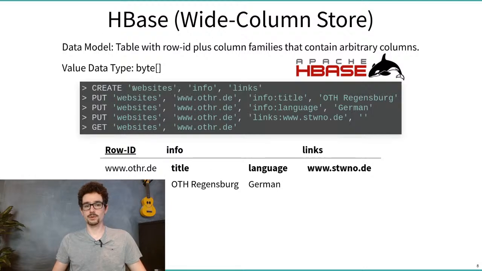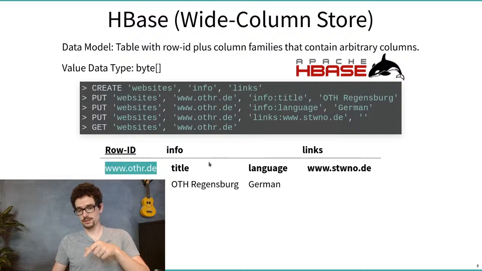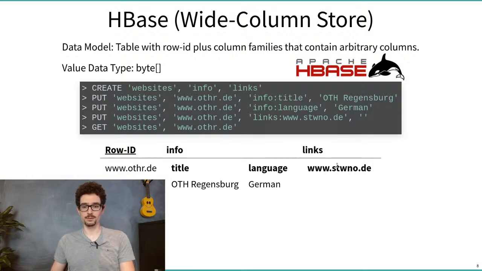HBase has tables. We create tables. Here's a table website with 2 column families. In each column family, we can store arbitrary columns. For example, we stored the website with a row ID othr.de, and other websites could have other columns in the info column family, but here we store the title and the language. And then in the links column family, we simply use link names, link URLs of other websites that this website links to as column names.